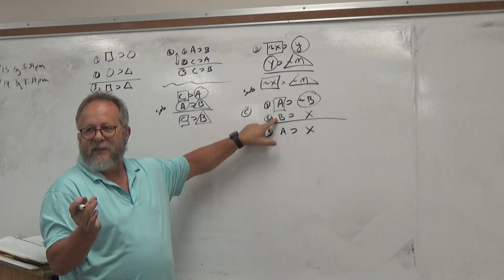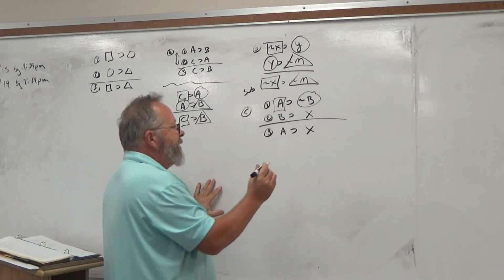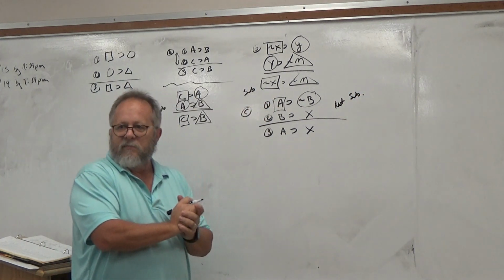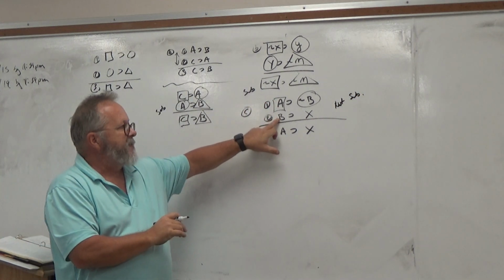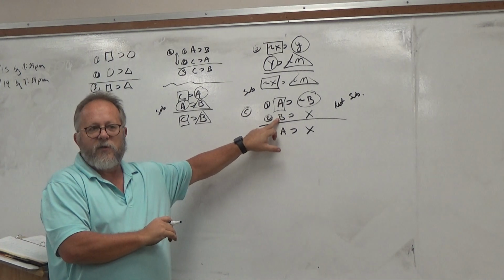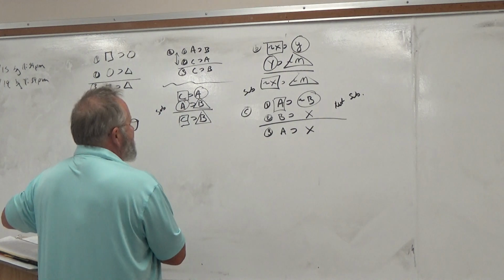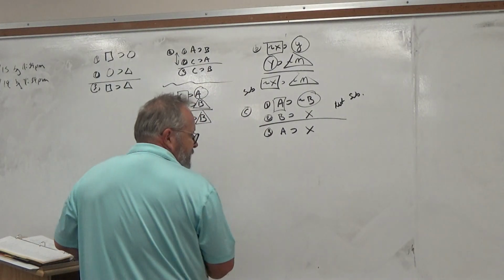Does everybody understand this needs to be not B? So this one is a what? Not a substitution instance. Because this needs to be a not B in order for it to work. Does everybody understand that? So that's 2C is not a substitution instance.